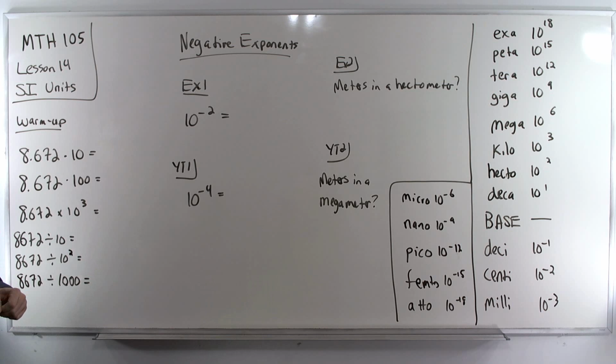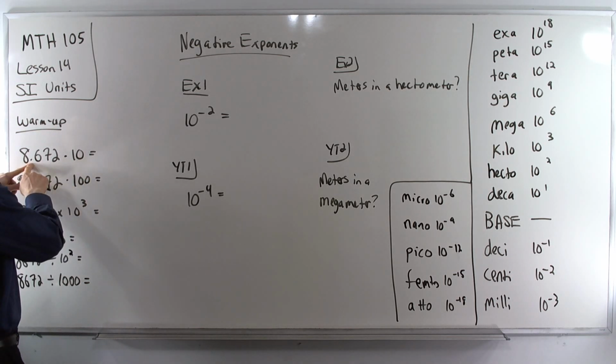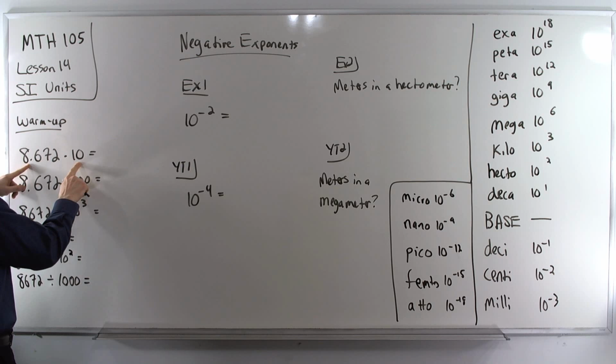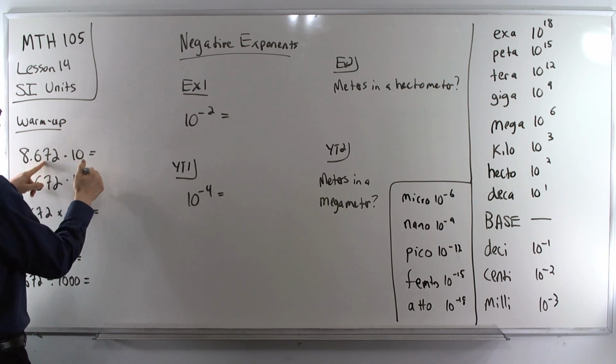Just a reminder, in your turns, make sure you pause the video and then come on back when you're done. Alright, multiplying by 10, we're going to make the number bigger, since we're multiplying by a number greater than 1. So that's going to move the decimal to the right. There's 1 zero, so move it one place to the right.